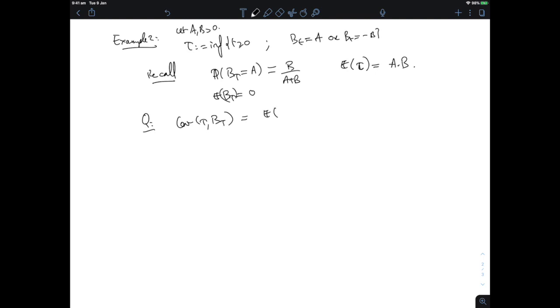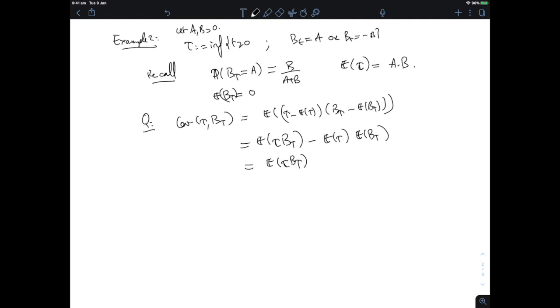Well, it's the expectation of tau minus its expectation times B of tau minus its expectation, right? And we can compute that because E of tau is ab and E of B of tau is 0. So what we get is expectation of tau times B of tau minus the expectation of tau, which is ab, times the expectation of B of tau, which is 0. So what we get is just the expectation of tau B of tau. Very good. So let's try to compute expectation of tau B of tau.